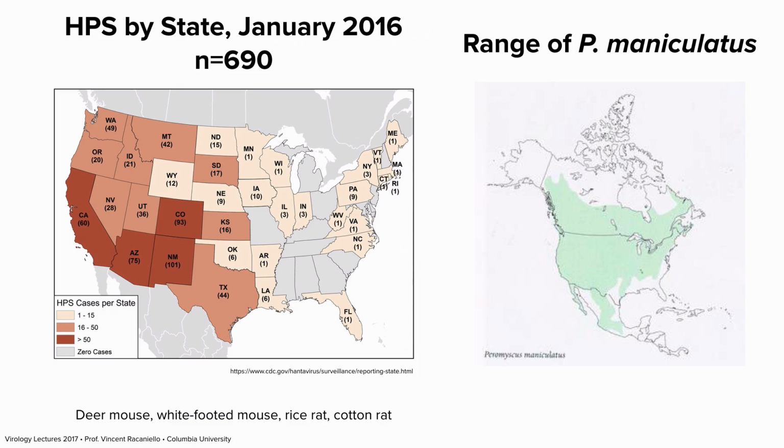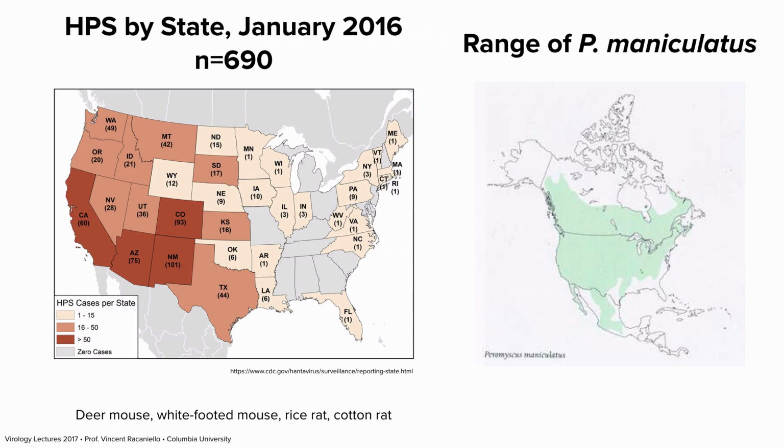So here are the numbers of hantavirus pulmonary syndrome diseases as of January last year. There have been 690 diagnosed cases in the US since the 92 outbreak in these states. You can see they're mostly in the West. We've had a few in this area, a couple in New York State, Pennsylvania, et cetera.